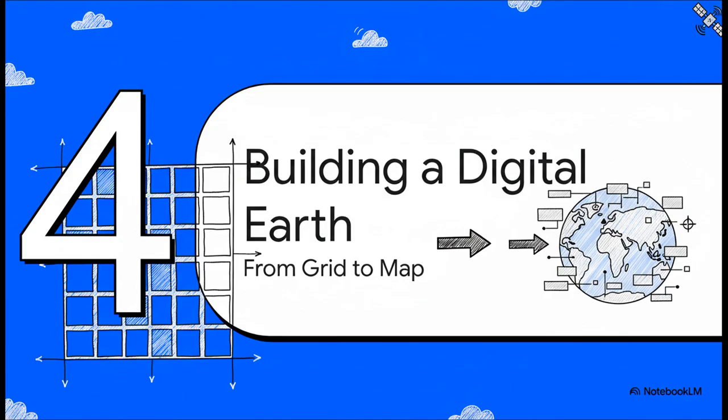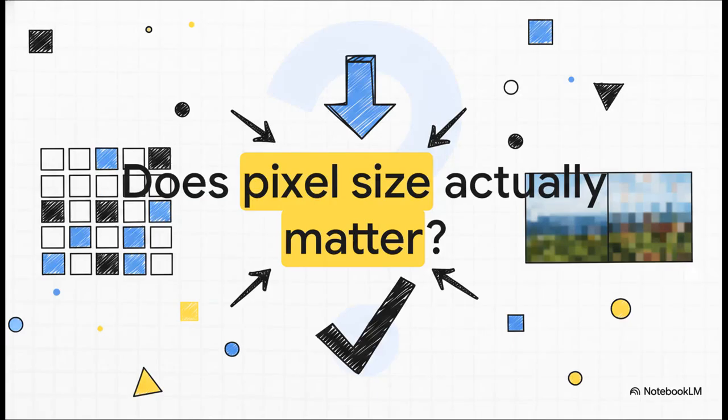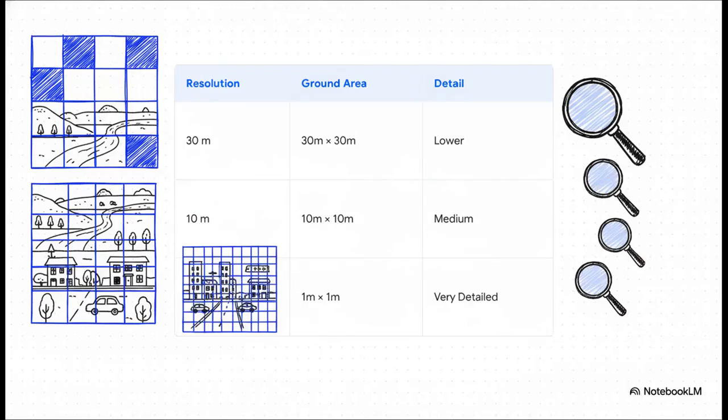All right, so we've got our grid of numbers. Awesome. But that's not quite a map yet, is it? We're missing a few key ingredients to turn this raw data into something that's actually useful for understanding our world. So let's start with a really important question. Does the size of these little pixel squares actually matter? And the answer is, oh yeah, absolutely. This whole idea is called spatial resolution.